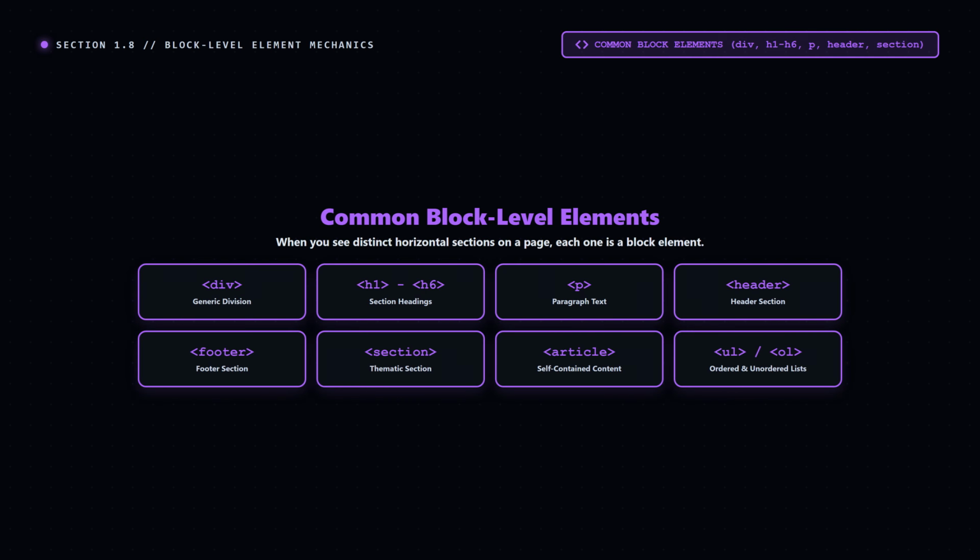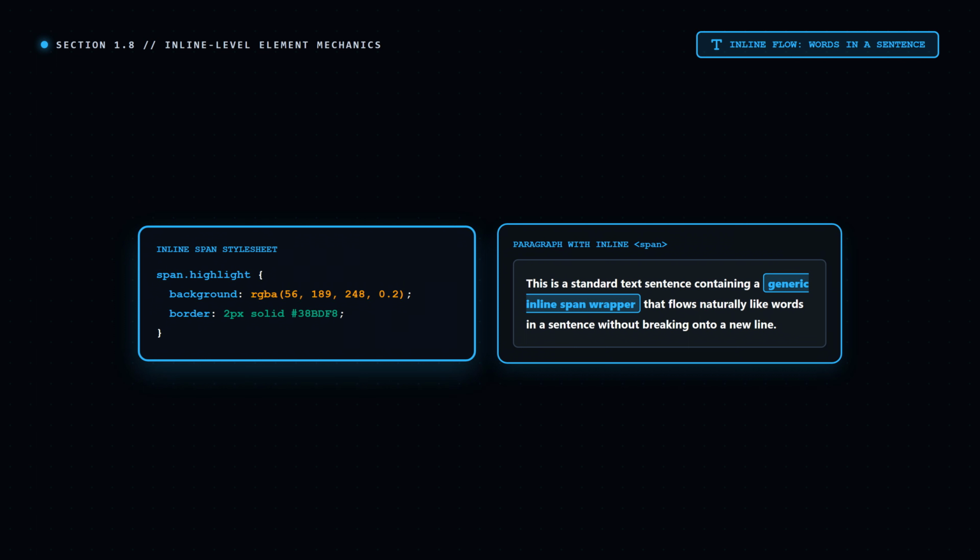Now let's look at inline elements. An inline element does not start on a new line. It flows within the text, like a word or a punctuation mark. A span, for example, is the generic inline wrapper. If you wrap a few words in a span, those words stay exactly where they are in the sentence. The box created by the inline element is only as wide as its content. You can give it a background color or a border, and those will hug the text tightly.